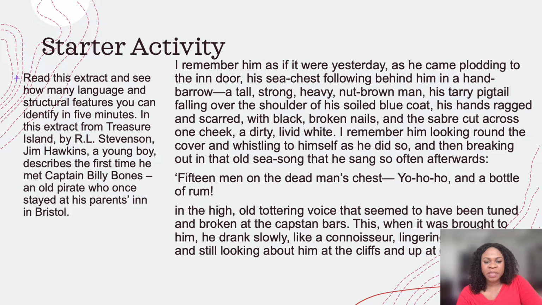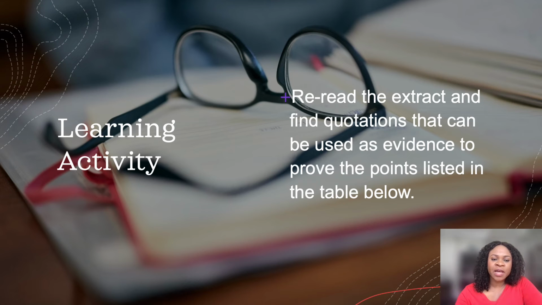Anyway, with the bits that we've read in the story, I'd like you to do something for me. Reread the extract and find quotations that can be used as evidence to prove the points listed in the table below. This is just a trick. You find points from the piece of writing, and then you try to find evidence within the text to prove that these points are in fact true. And you also try to find points to prove that your evidence is in fact correct. So that's just a little trick to this basic analysis and understanding of literary texts.